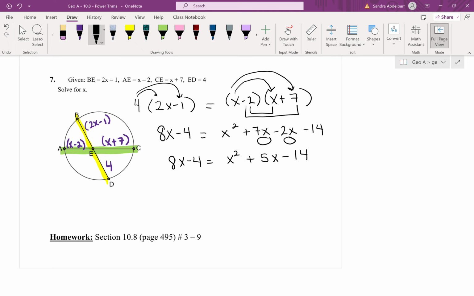I'm combining my like terms on the right side. So I have x squared plus 5x minus 14. In order to factor, what must it be set equal to? 0. So I'm going to subtract the 8x under the 5x, and I'm going to add the 4 under the 14.